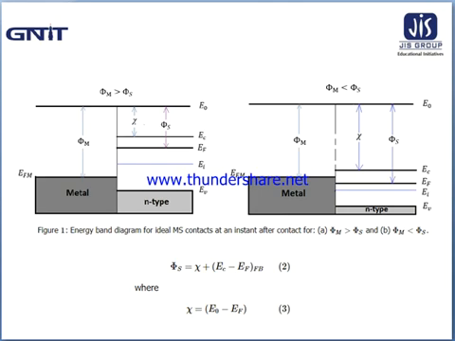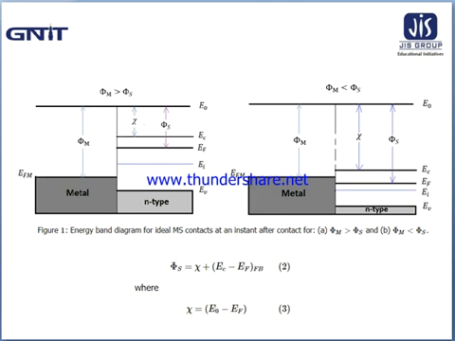And the work function phi is defined as the energy difference between the Fermi energy and the vacuum level. For the metal, that is phi m, the work function. Work function means the energy difference between the Fermi energy and the vacuum level.